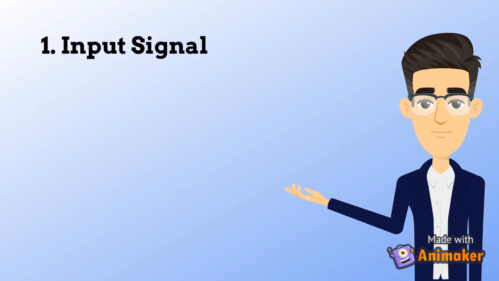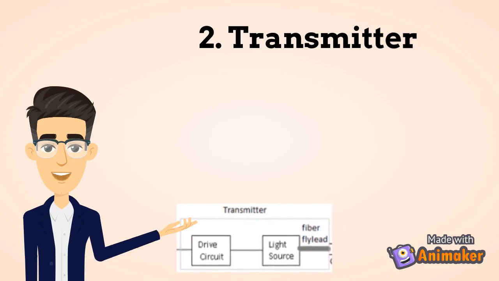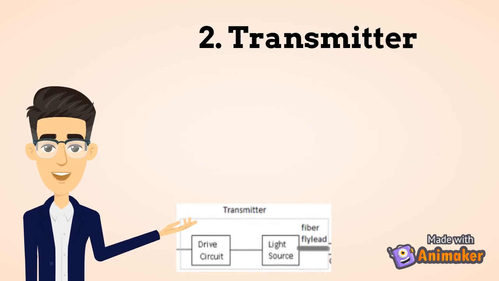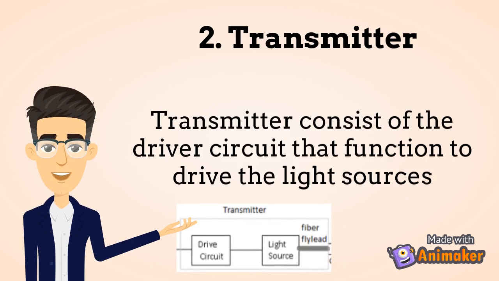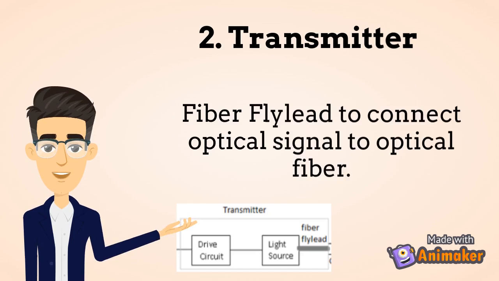Input signal is using an electrical signal as an input signal. Transmitter is a device that will convert the electrical signal into an optical signal. The transmitter consists of a driver circuit that functions to drive the light source, a light source to convert the electrical signal to an optical signal, and a fiber pigtail lead to connect the optical signal to the optical fiber.